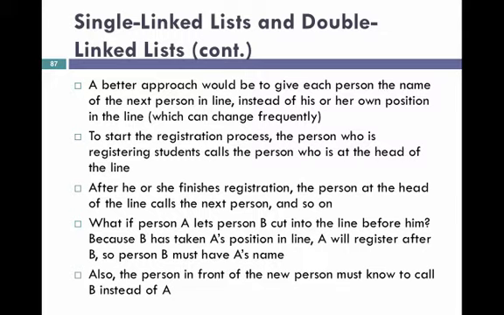Now, if person A lets person B cut into the line before him, ahead of him, because B has taken A's position in the line, then A will register after B, so person B must have A's name. And the person in front of the new person must all know to call B instead of A. So we're going to use this kind of idea to support a list data structure.